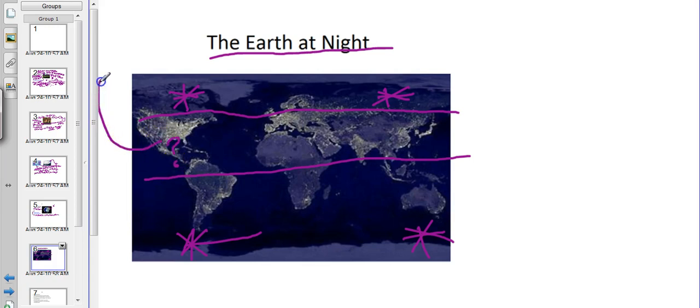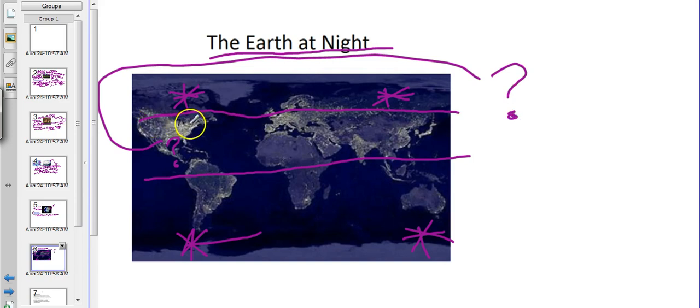Now what I would like you to write in your composition book is why. If you look at this, the eastern seaboard, or the eastern part of the U.S., is very well lit. That means there's lots of development there. The western part isn't as developed. So I would like you to answer in your composition book right now why that is so. I'll give you a minute or two to do that.